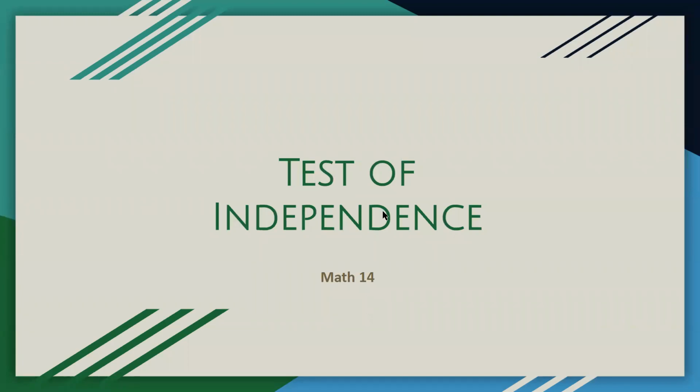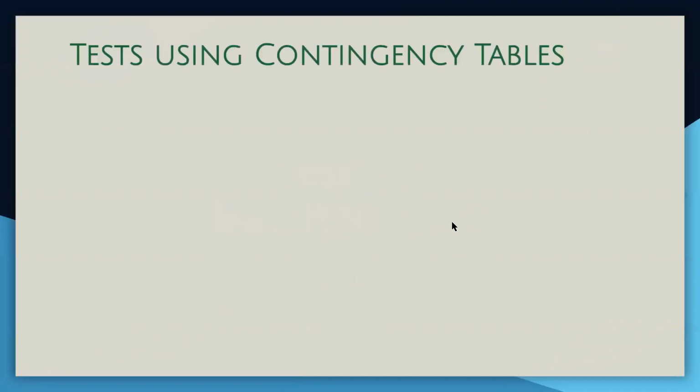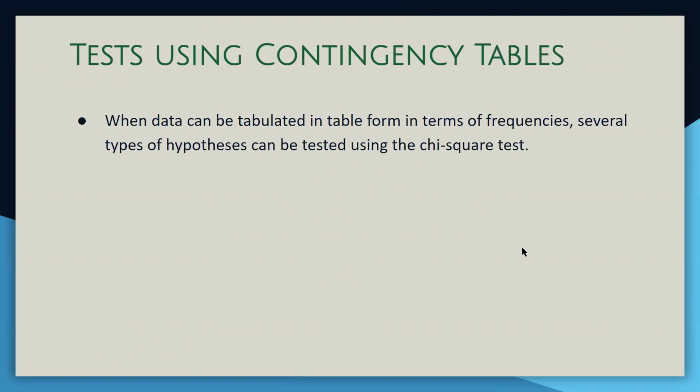Hi everyone, welcome to our next video for week 6, where we're going to talk about tests of independence. The tests that we're going to talk about in video 3 and video 4 are tests using contingency tables. When data can be tabulated in table form in terms of frequencies, several types of hypothesis tests can be tested using the chi-squared test and the chi-squared distribution.